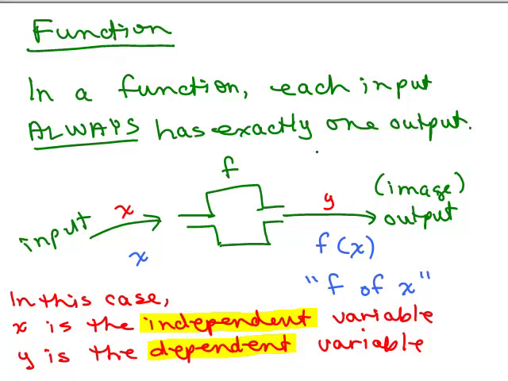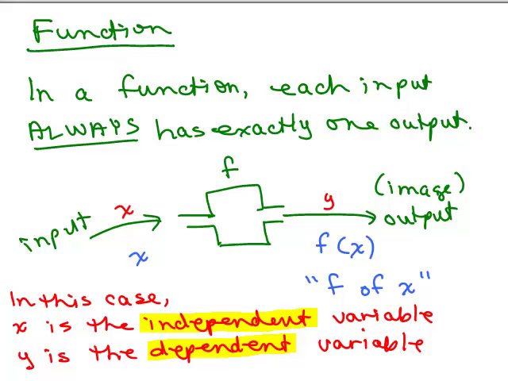So the most important thing to notice here is the definition. In a function, each input always has exactly one output. So for instance, if somebody puts a 2 in this particular function machine and a 4 comes out, that means the next person who comes by and puts in a 2, a 4 will come out as well. It's not like when one person puts in a 2, they get a different output than when somebody else puts in a 2. So we're going to look back at some of the relations we did in the previous video and see if they were functions or not.